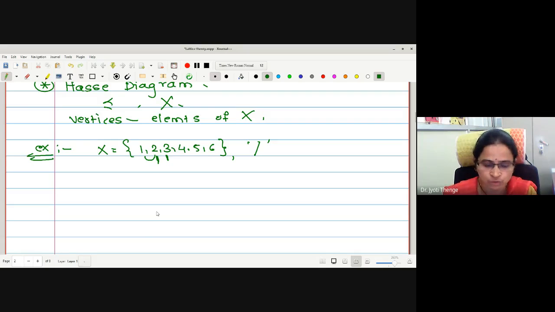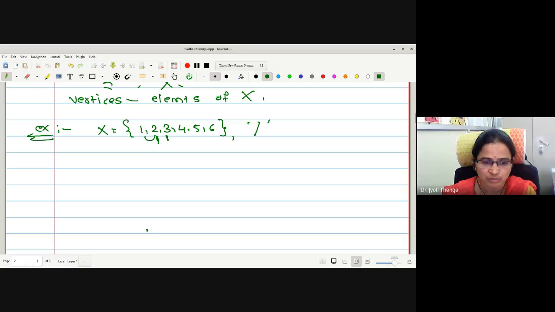But what we will do, we will start the diagram by taking 1 at a lower level. Next I will take 2, 3 and 5 only. Why am I not taking 4 and 6? Because 2 is going to divide these two elements, and 3 is going to divide 6. Therefore, the elements I am taking are 2, 3 and 5. So 1 divides 2, I will join. 1 divides 3, I will join. 1 divides 5 also, I will join.